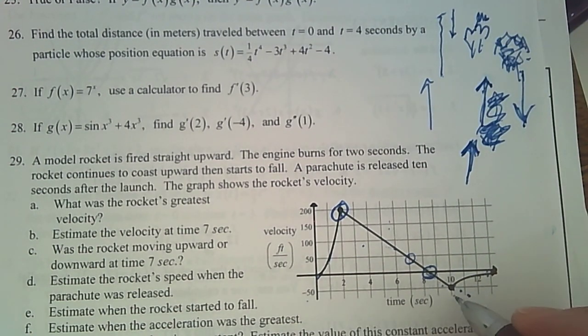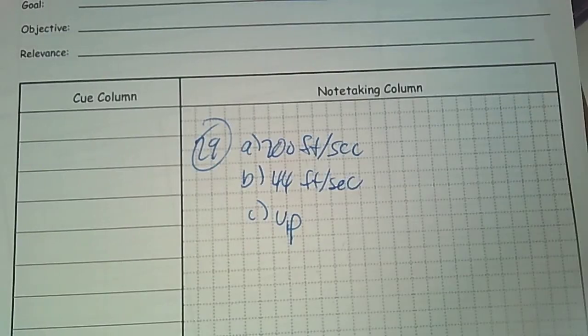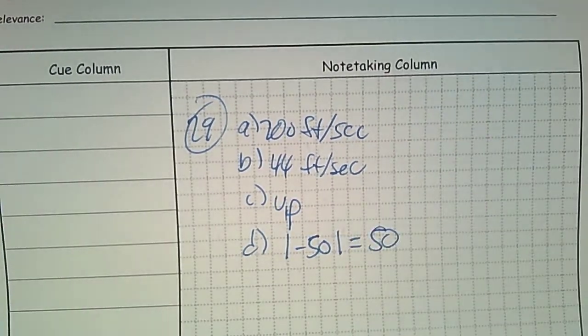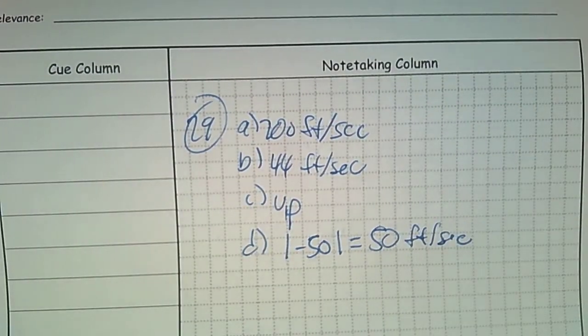So what is the speed when the parachute comes out? Right here is the parachute. It's -50, but speed is written as an absolute value of that. So it's the absolute value of -50. So what was the speed? 50, and the units were feet per second. So when the parachute came out, that's what happened.